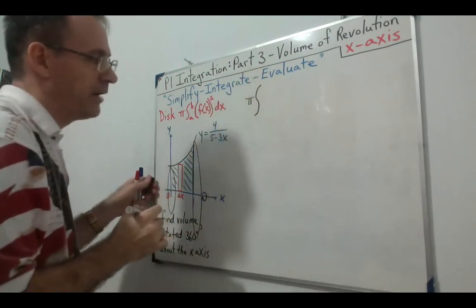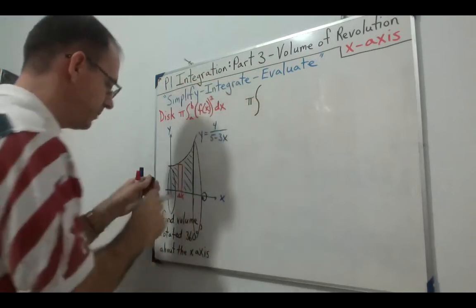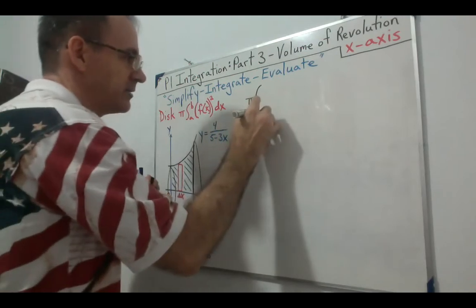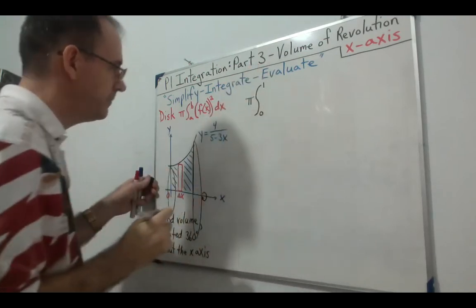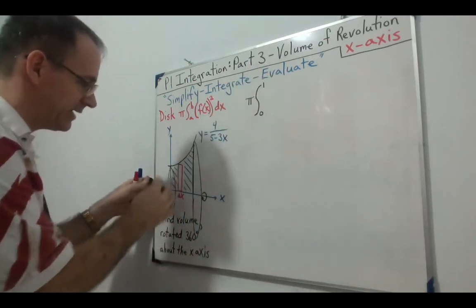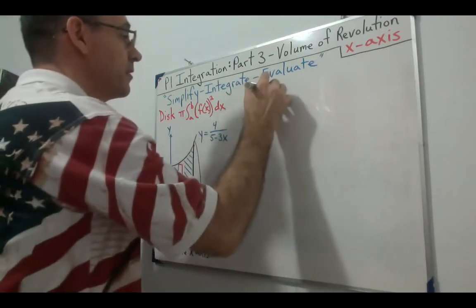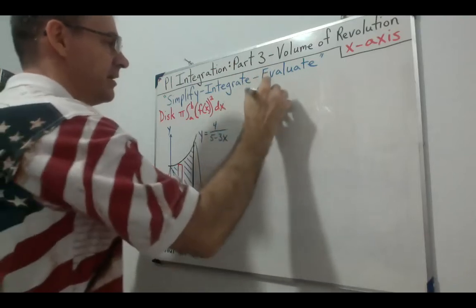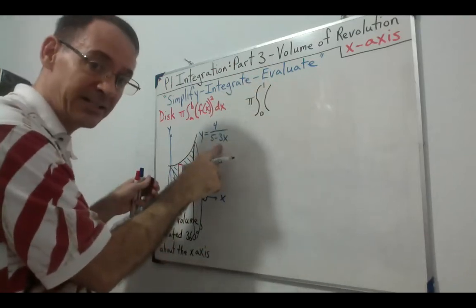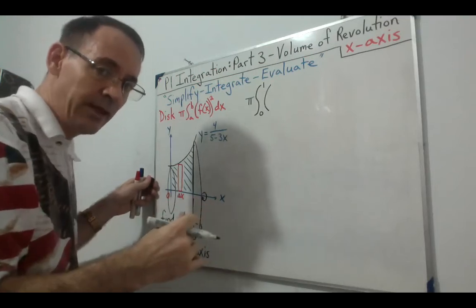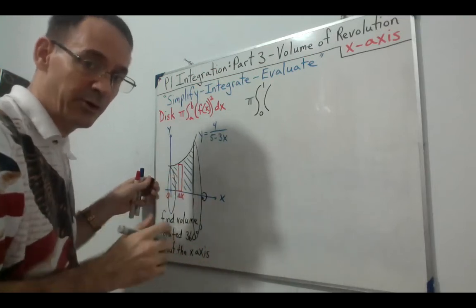Now we have our bounds of integration from a to b. Well, that's from 0 to 1. Remember, this is the 1 line. So from 0 to 1. Then our radius is the height, which is the function itself. So our function is, and I'm going to bring it up as an exponent. Remember, every time we derive or integrate, we want to put it in exponent form.